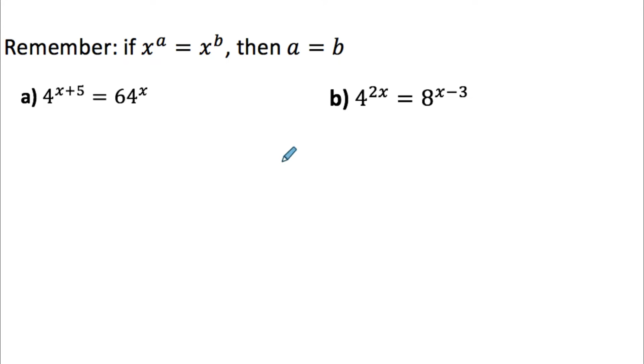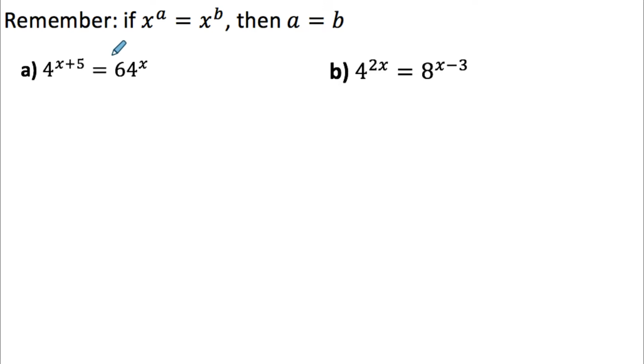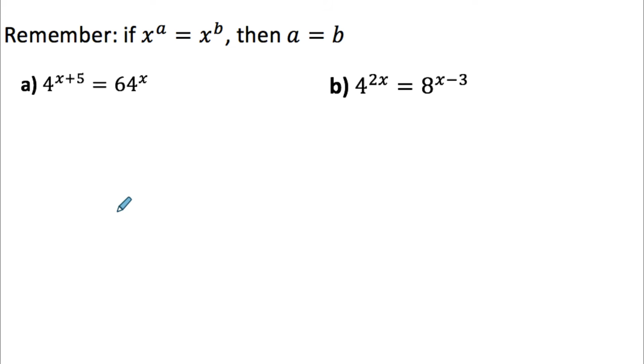So for part A and B, that's what we're going to try and do. We're going to try and get it into this format. So on the left side of the equation, I have a base 4 power, and on the right side, I have a base 64 power. If I could rewrite those with the same base, then this equation would be easy to solve.